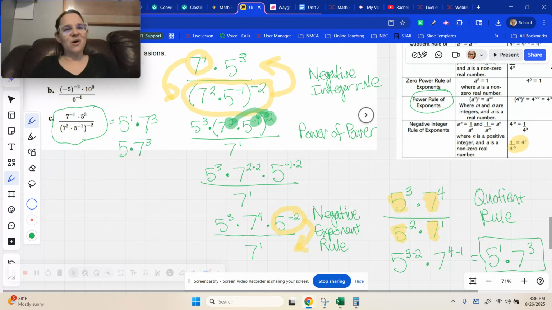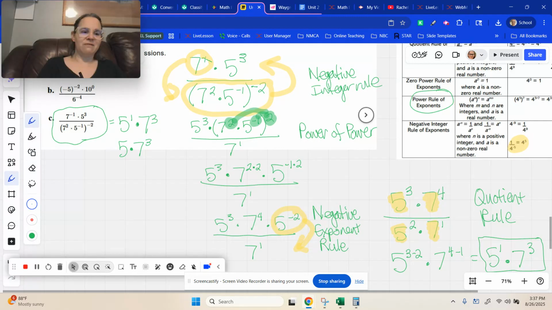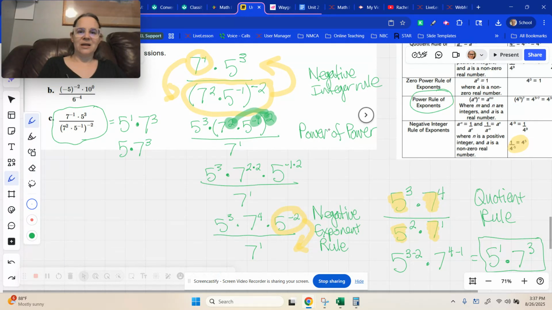All right, so let's check out all the things we did here. The first thing we did in the problem was we moved stuff around based on the negative exponent. After that, we had a power raised to a power. We had this whole thing in parentheses, 7 to the second power, 5 to the negative first, and we had to apply that power of 2 to both of those.